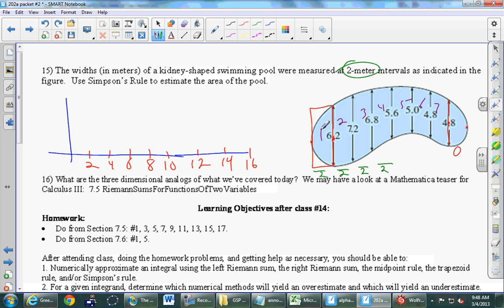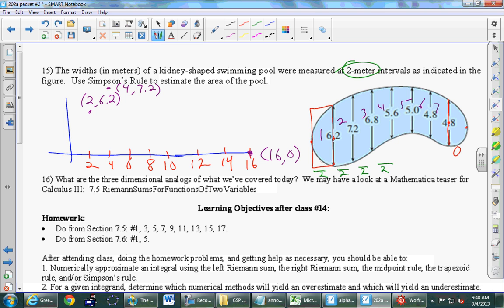And now I'm going to start plotting some points. Each point is going to represent the width at the particular spot in the pool. So for example, 2 meters into the pool from the far left, what's the width of this pool? 6.2. So 2 meters in, I'm up here at 6.2. At 4 meters in, 7.2, right up there. 4, 7.2. How about 16 meters in? That's the 0. So this last dot right here is at 16, 0.